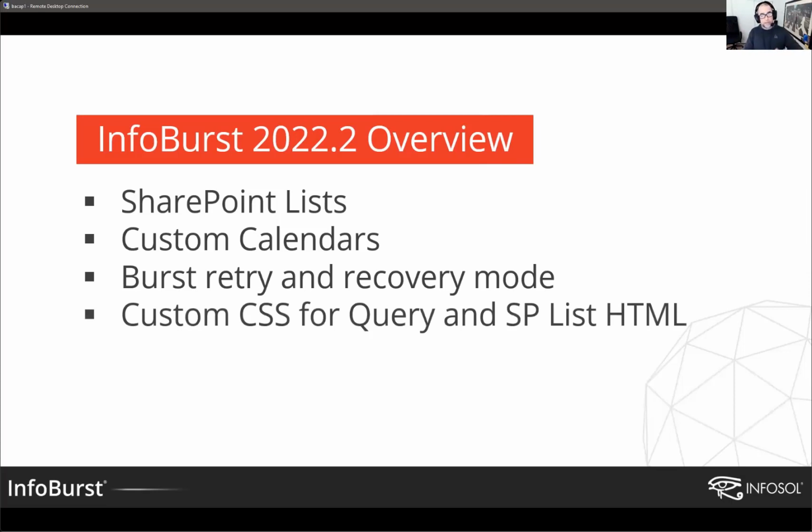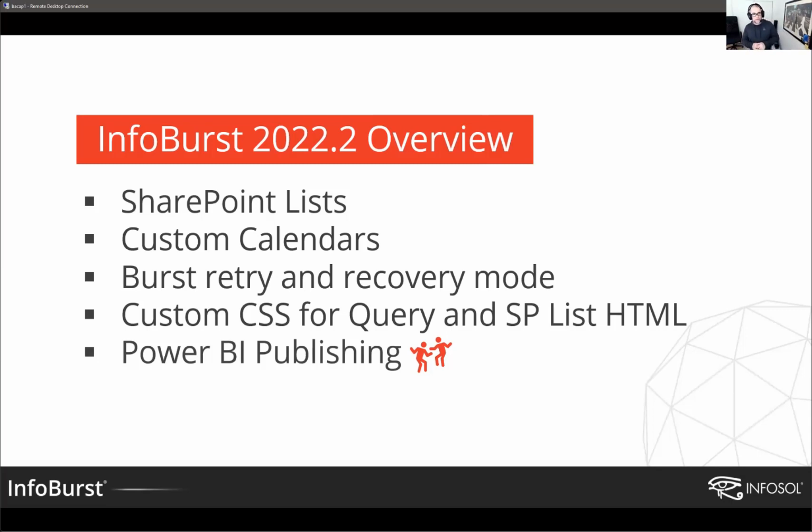If you use database query to HTML, or as you'll have the ability to do in 2022.2, SharePoint list HTML, you'll be able to use custom CSS. Right now, you can define one CSS file that styles any HTML that you produce. In this version, you'll be able to produce multiple different CSS stylings and apply them at the delivery level in the burst. And then right back to Power BI.